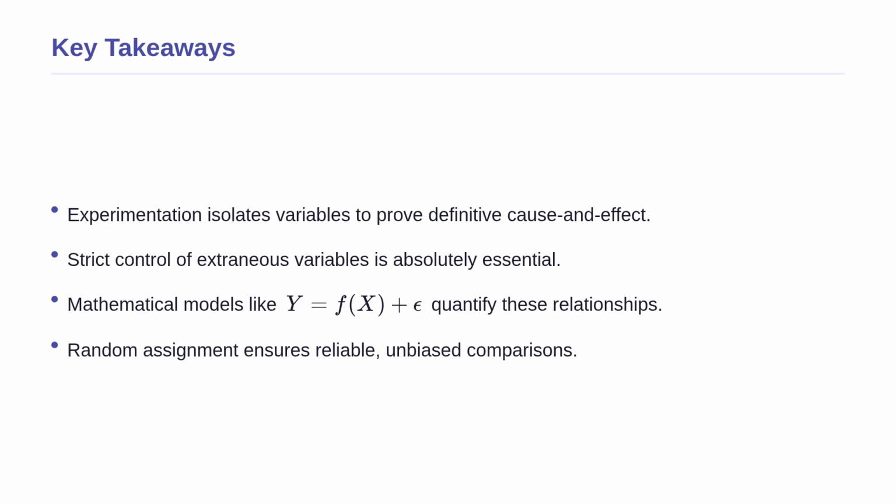As we wrap up this lecture, let us reinforce the most important ideas we have covered today. First, experimentation is the ultimate tool for establishing definitive cause and effect relationships by actively manipulating an independent variable. Second, we learned that strict control of all extraneous variables is absolutely essential to isolate the true impact of an intervention. Third, we saw how mathematical models, from basic equations to linear regression, allow us to quantify these relationships precisely.